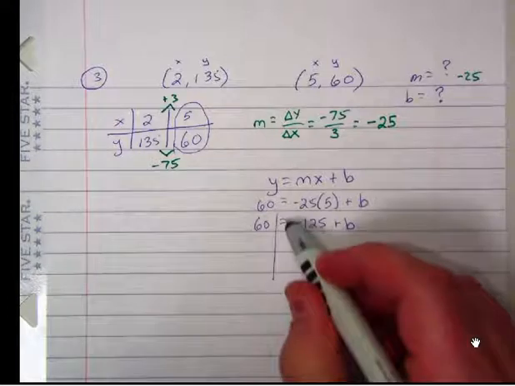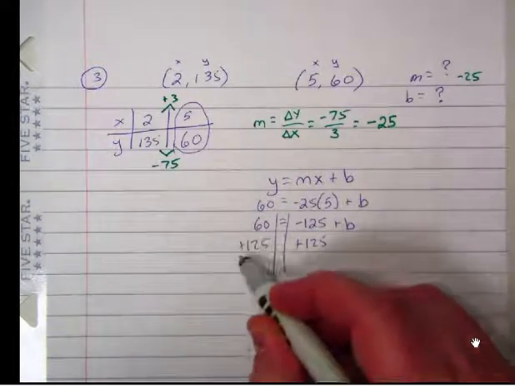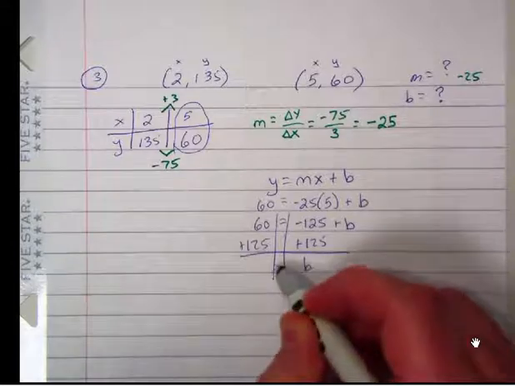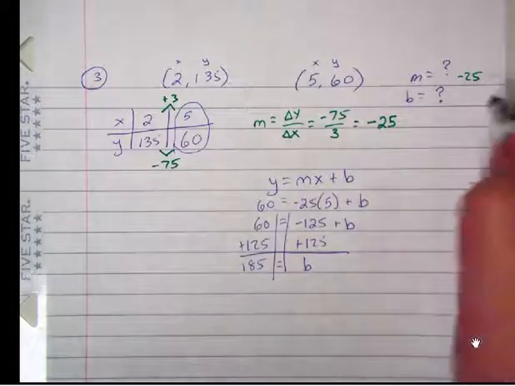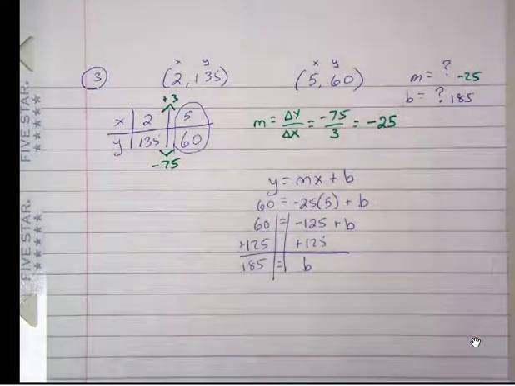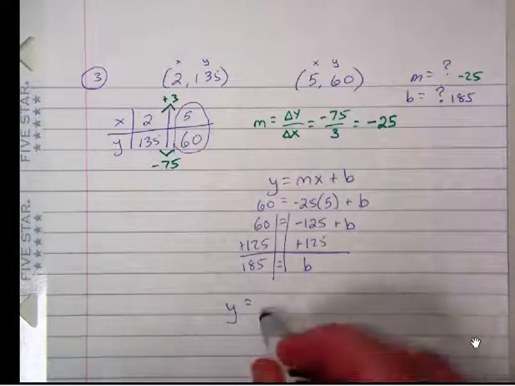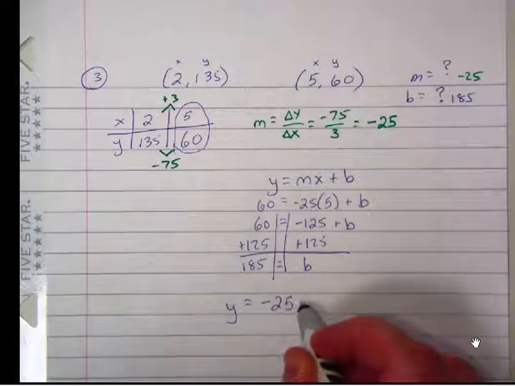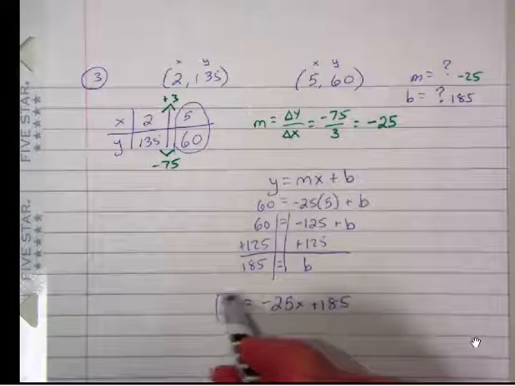To solve for b, I would add 125 to both sides. So b equals 185. I figured out the m earlier. Now I know that b is 185, which means that we can now write the equation as y equals negative 25x plus 185.